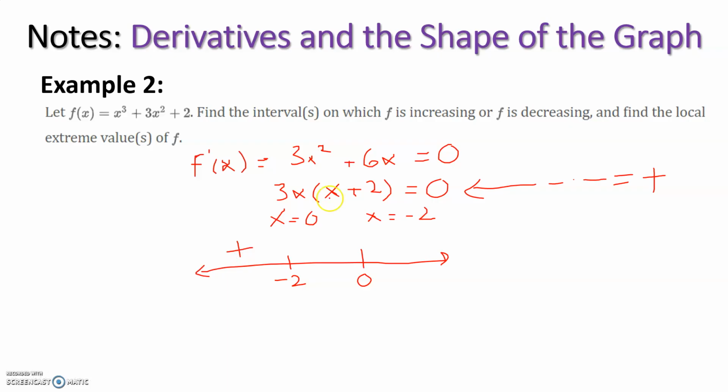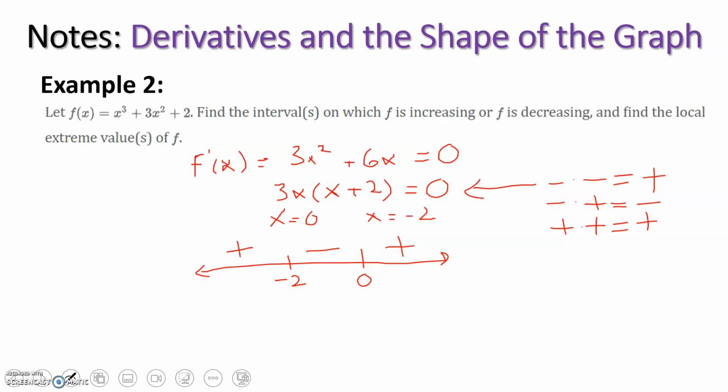Now we'll pick a number between -2 and 0. How about -1? 3 times -1 is a negative. -1 plus 2 is a positive. A negative times a positive is a negative. Now we'll pick a number bigger than 0. How about 1? 3 times 1 is a positive. 1 plus 2 is a positive. A positive times a positive is a positive.